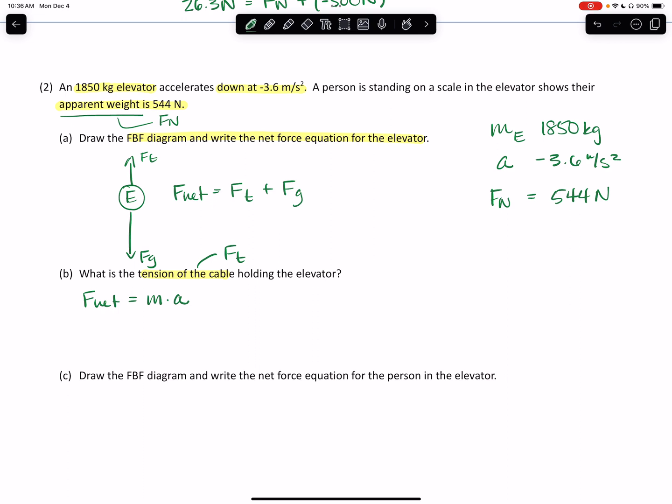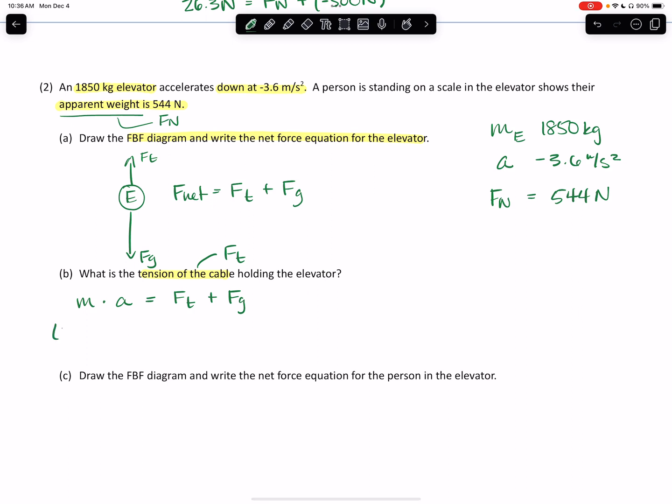I think this time I'm going to plug everything together. All right, so let me start this again. The net force is equal to the mass of the elevator times its acceleration, or the force due to tension plus the force due to gravity. So this is me putting the two ways to calculate F net into one equation.